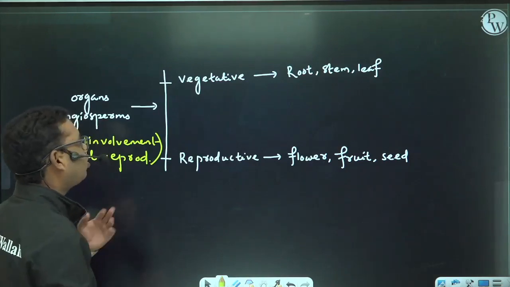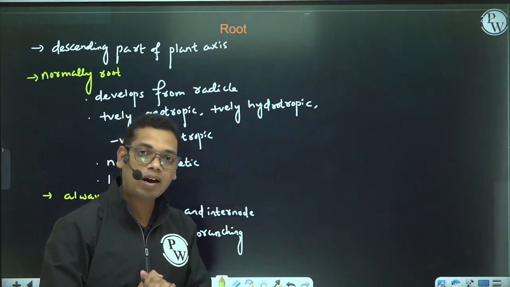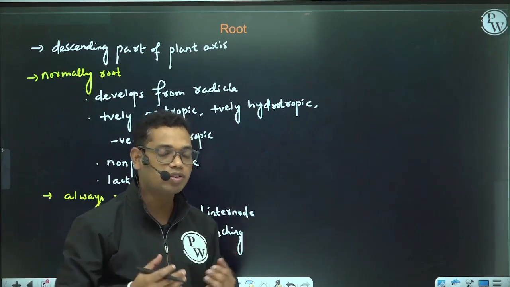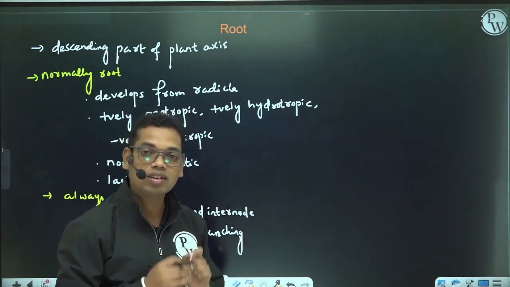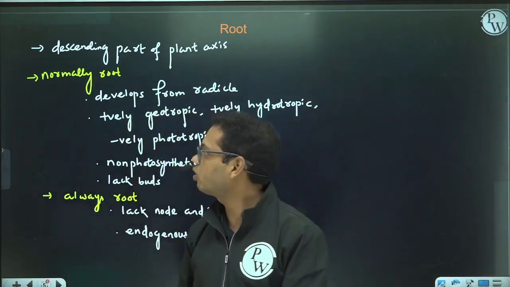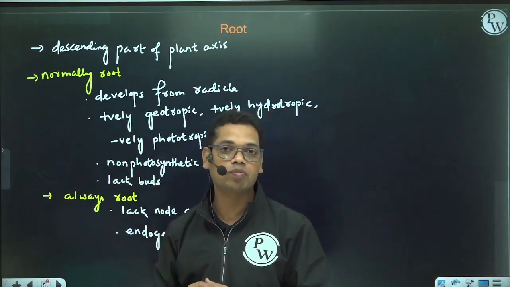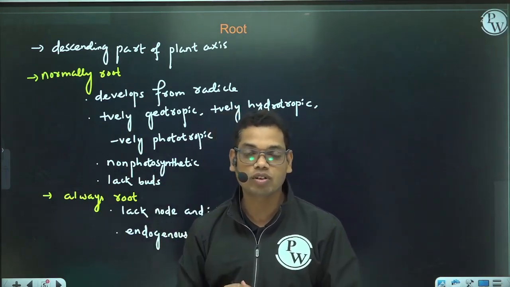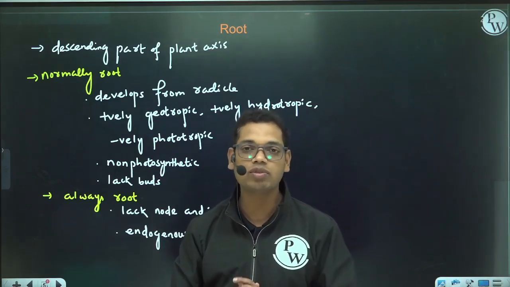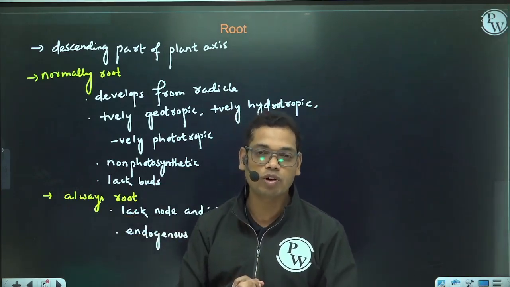Let us first talk about the root. We have the plant axis, and in the plant axis we have two parts: one is the ascending part and the second is the descending part. It's obvious that the root represents the descending part of the plant axis. In most cases, normally, the root develops from the radicle of the embryo present in the seed. Radicle is a part of the embryo. It is not always necessary that the root will develop from the radicle. Sometimes the root will develop from other parts, and those roots are called adventitious roots.